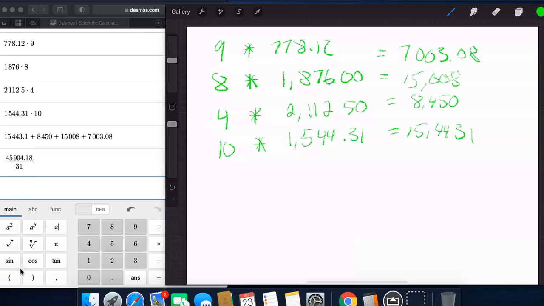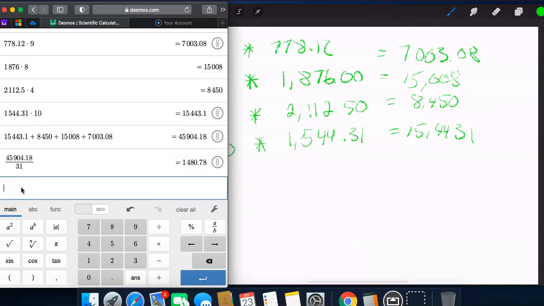As you can see, I've got my calculation sitting here on the left, the 778.12 times 9 all the way down. I went ahead and added all those up. I got 45,904 and 18 pennies. We have, if you add up 9 plus 8 plus 4 plus 10, we get 31 days, and then that gives me my answer, which I got as 14.80 and 78 cents.